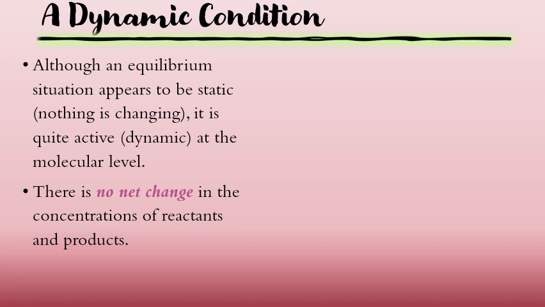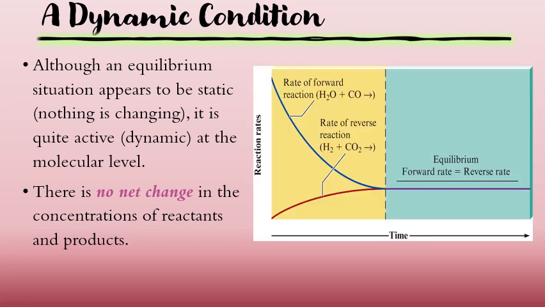You have the forward reaction occurring constantly, and you have the reverse reaction occurring constantly. There might be a little bit of fluctuation in the concentrations, but if you took the average concentration of your reactants and the average concentration of your products, they would be very consistent throughout the state of equilibrium. So here's a diagram that we see to show this.